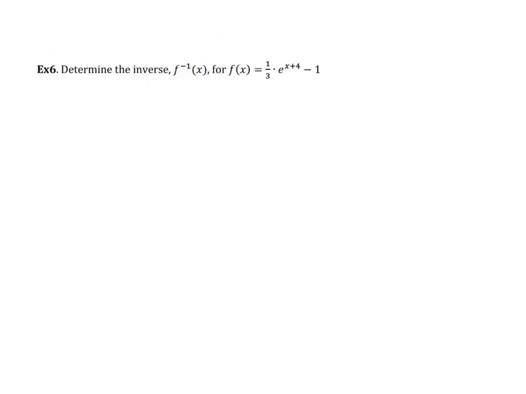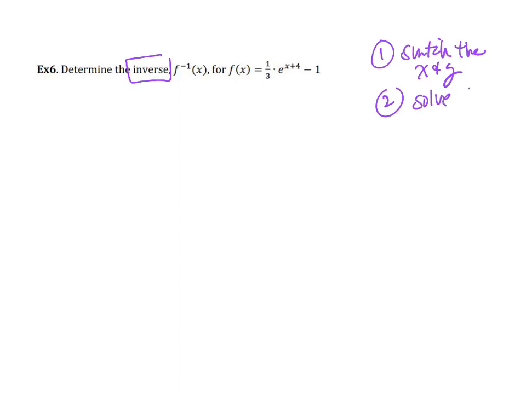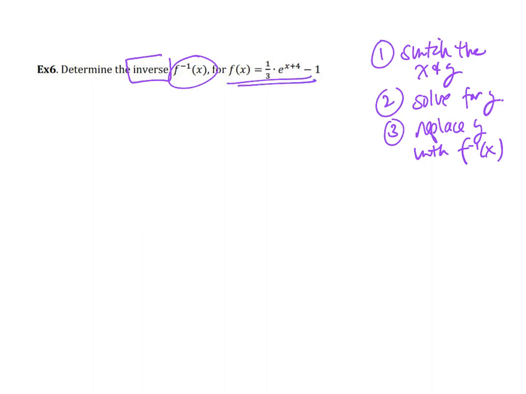Example 6, we're almost done here, a couple more left. It says determine the inverse. In order to determine the inverse, number 1, you have to switch the x and y. Number 2, solve for your new y. And number 3, replace y with f to the negative 1 of x, because we want you to have that inverse notation. So here's my function.